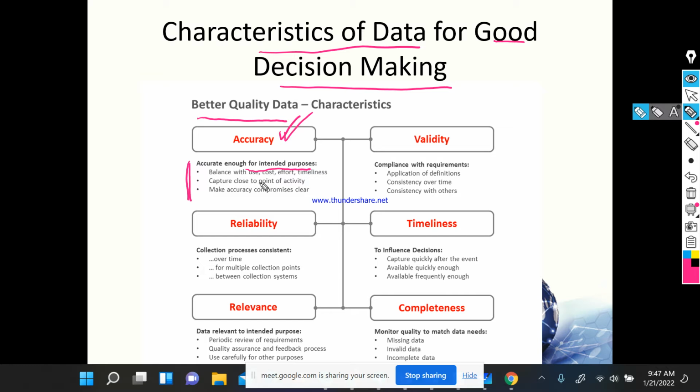Capture close to this point of activity is one thing, and make accuracy compromises clear. Okay. Now, that means accuracy is a very important characteristic.